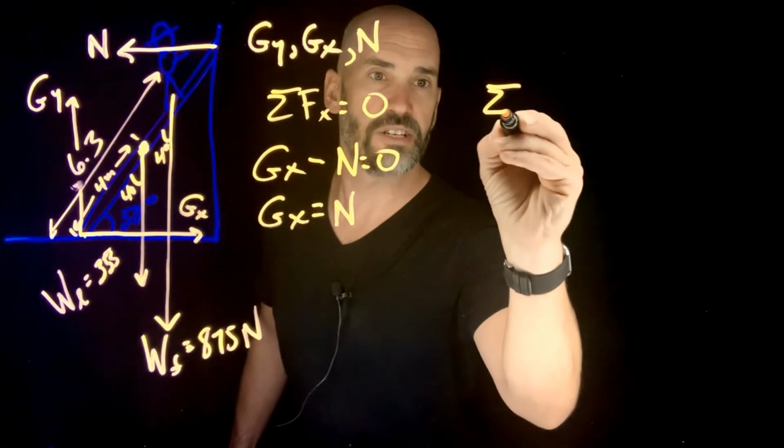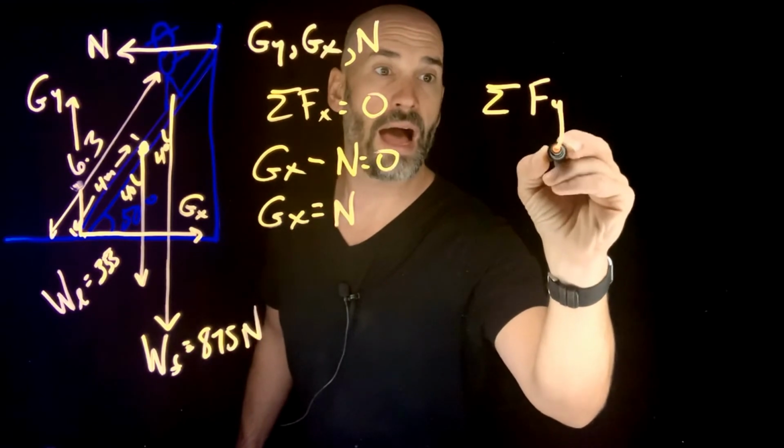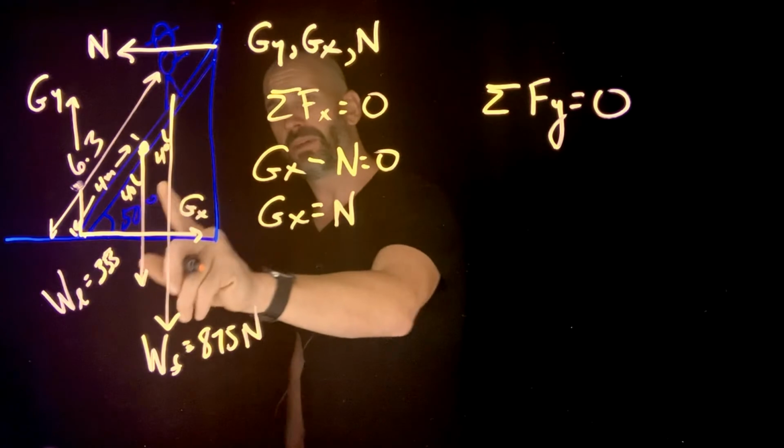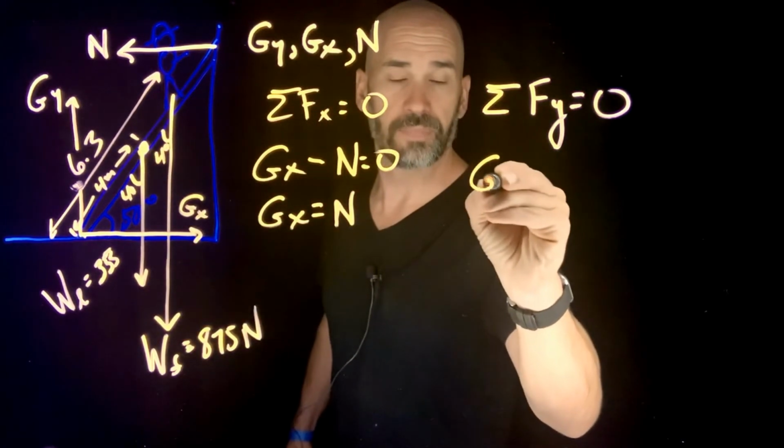The next condition for static equilibrium is that the sum of forces in y must equal 0. Well, what's pushing in the positive y direction? It looks to be only one thing, which is gy.